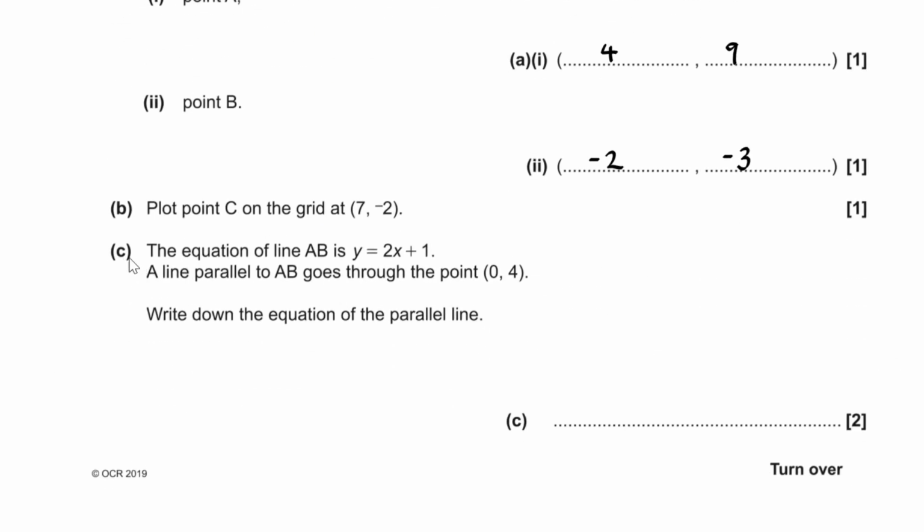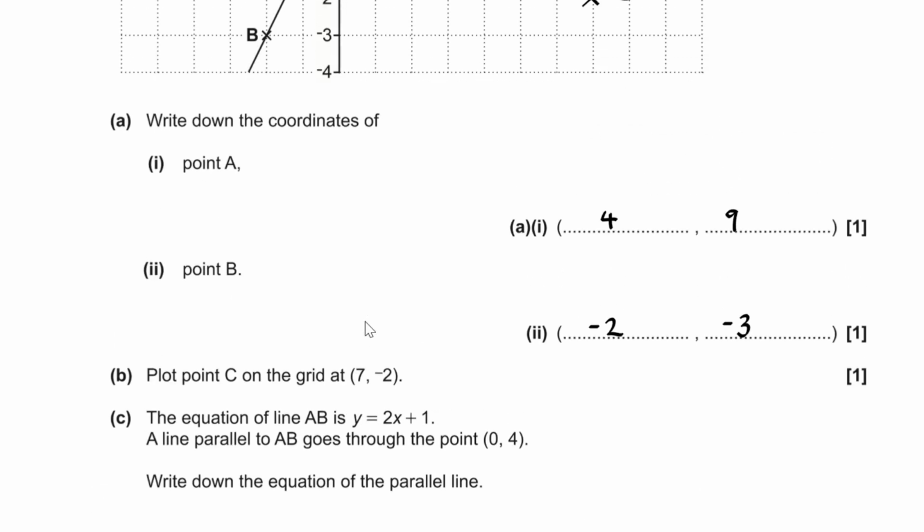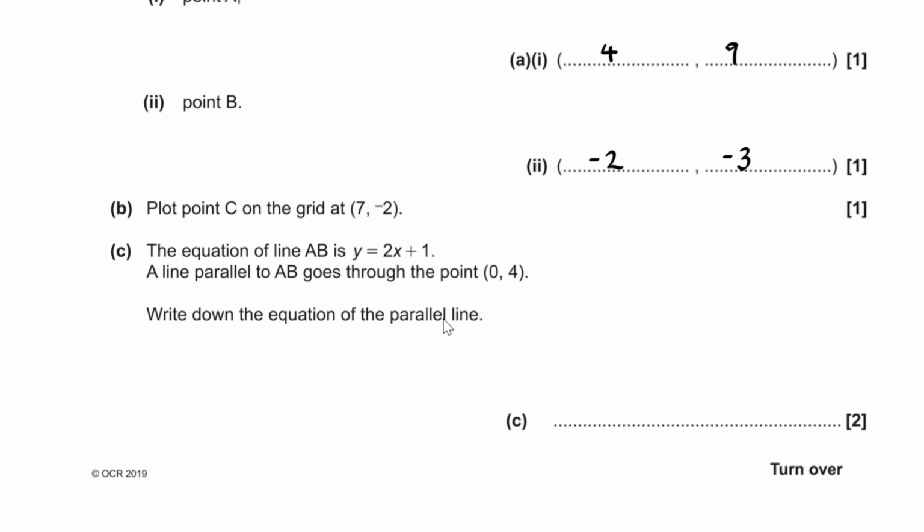And for part C, the equation of the line AB is 2x plus 1 equals y. A line parallel to AB goes through the point 0, 4. We have to write down the equation of the parallel line. Well, first of all, if the line is parallel, that means the gradient of this new line is the same. We'd have the same gradient of 2. So we've got y equals 2x, and the y-intercept when x equals 0, the y-intercept here, you can see is 4. So we've got y equals 2x plus 4.